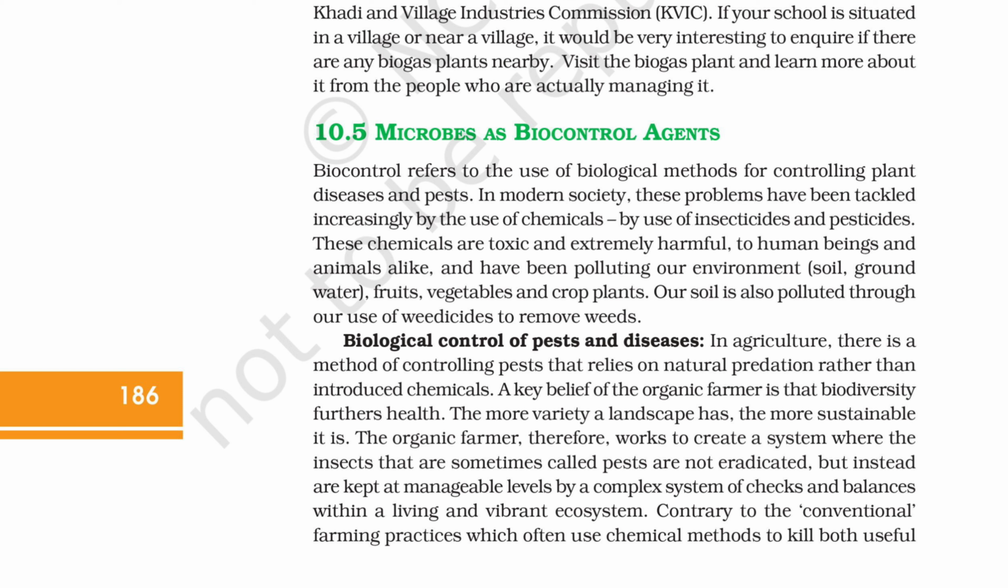Biological control of pests and diseases. In agriculture, there is a method of controlling pests that relies on natural predation rather than introduced chemicals. A key belief of the organic farmer is that biodiversity furthers health. The more variety a landscape has, the more sustainable it is.